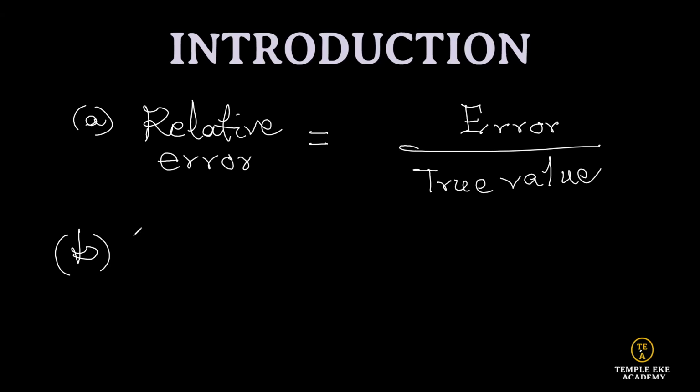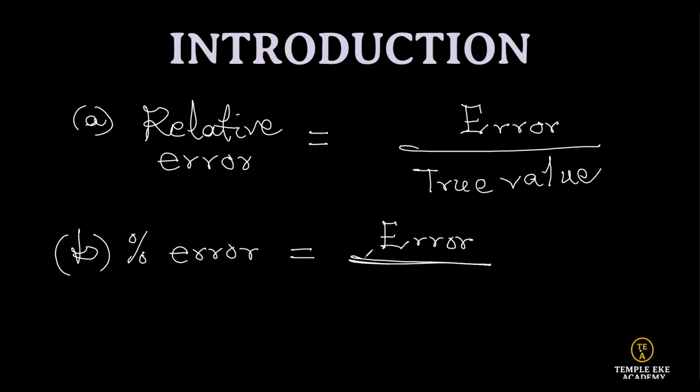Now, to find a percentage error, we simply express the relative error as a percentage. So percentage error is the relative error expressed as a percentage, which means relative error, which is the actual error, divided by the true value, multiplied by 100, gives us the percentage error.